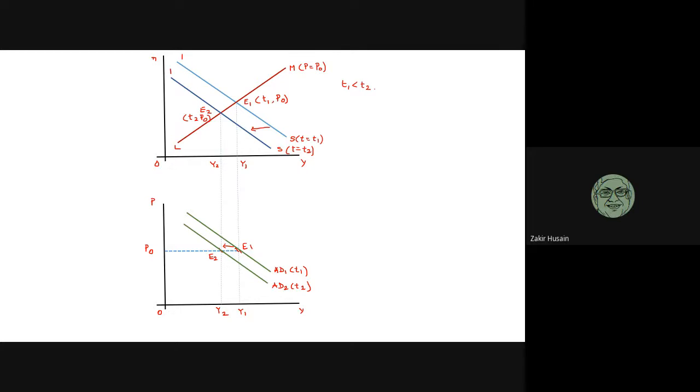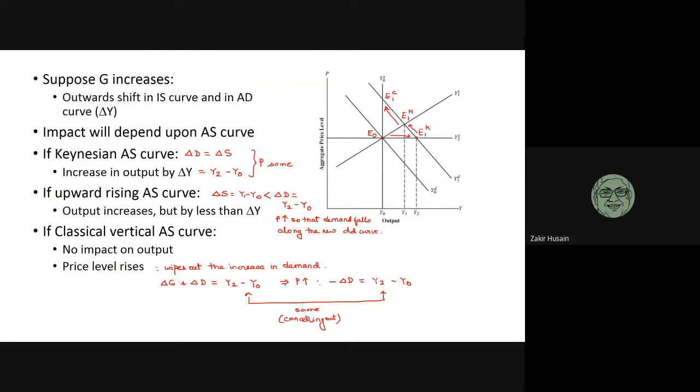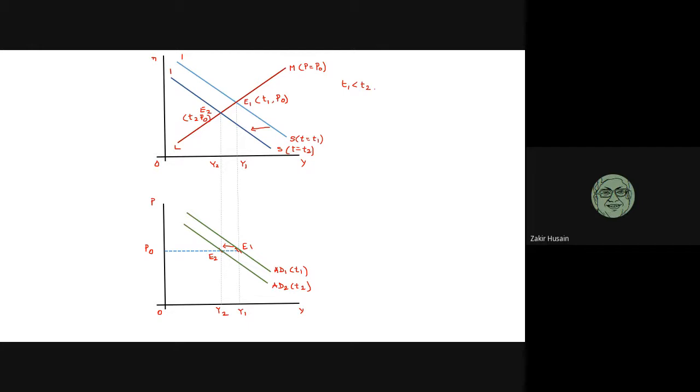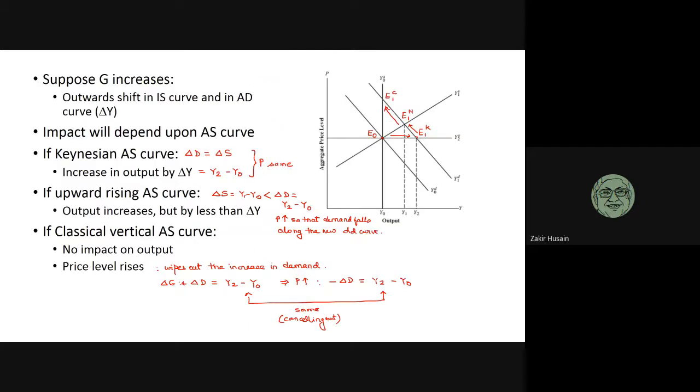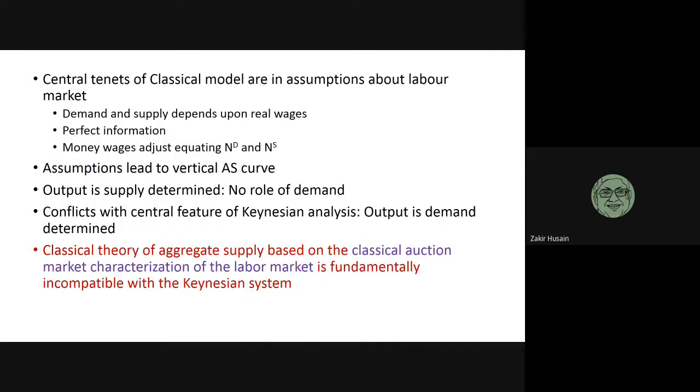So this is the impact of changes in the tax function. In that case, there will be a shift in the aggregate demand curve. This is a case of increased government spending. Again, output will shift, the demand curve will shift, and so on.